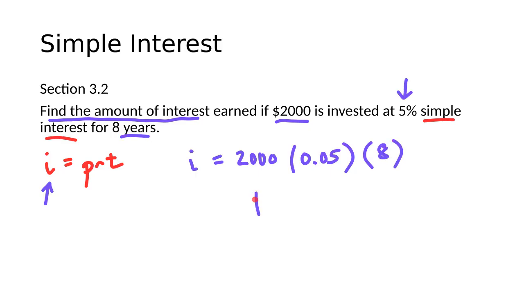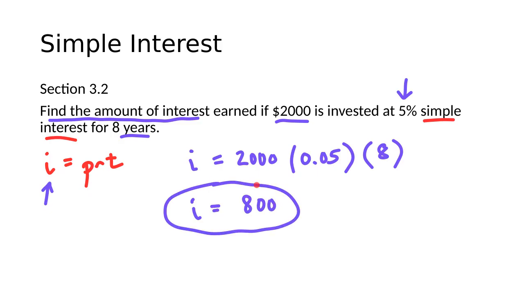So we just plugged in for principal, rate, and time. And now when we simplify that, we'll know how much interest was earned. We just need to multiply those together. 2,000 times 0.05 times 8. Multiplying those together, we can see that the amount of interest that was earned was $800.